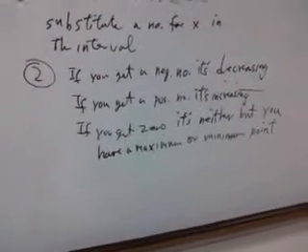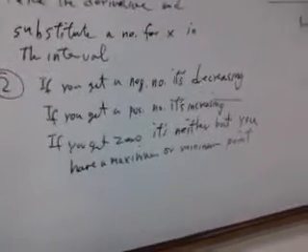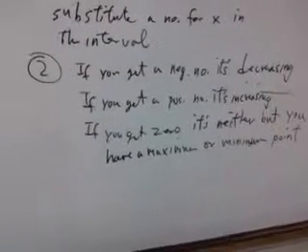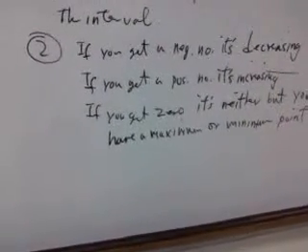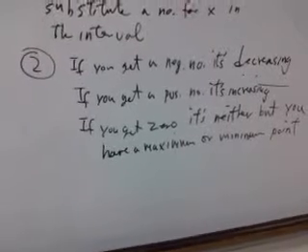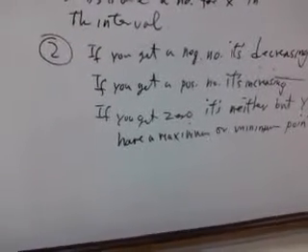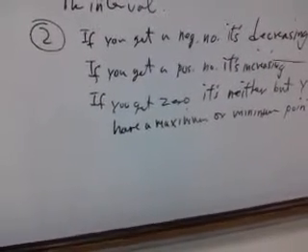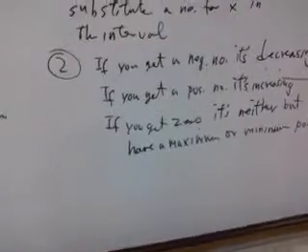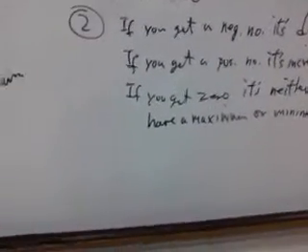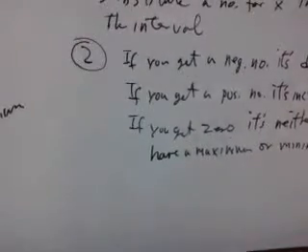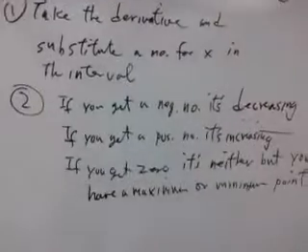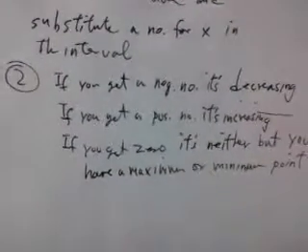When you take the first derivative, you get the slope, so when you plug in a number, you get the slope of the tangent line at that point. If you get a negative number, the slope of the tangent line is negative, which means the function is decreasing. If you get a positive number for the slope of the tangent line, the function is increasing. If you get zero for the slope of the tangent line, then you have a maximum or minimum point.